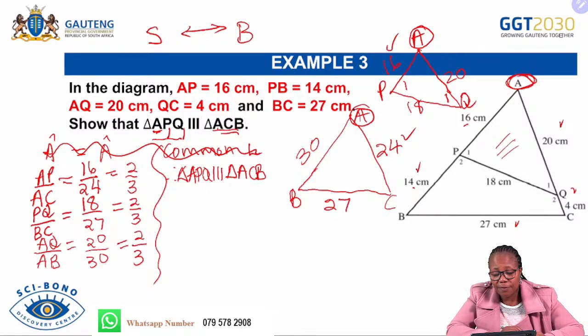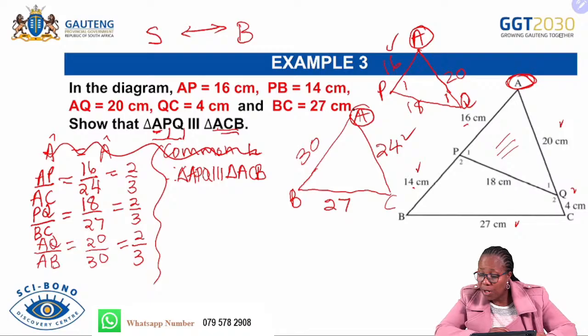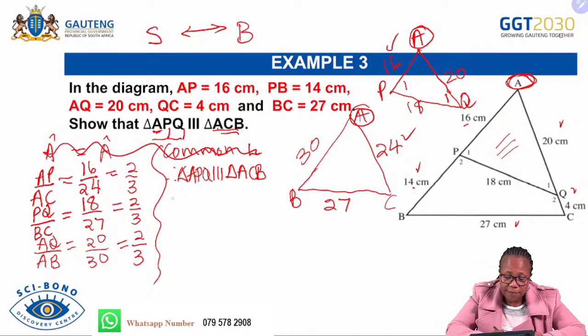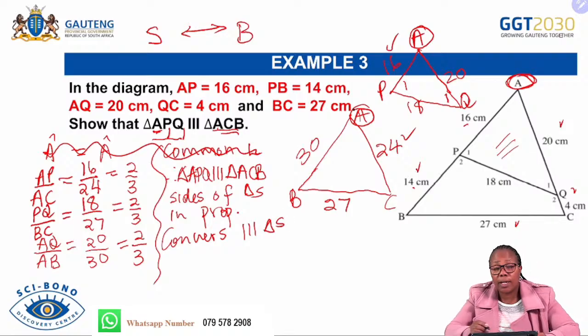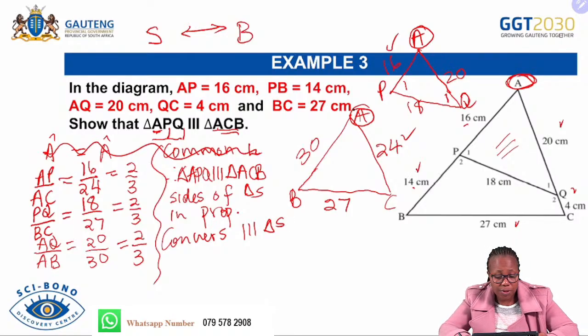What is the reason for similarity? What is the reason for similarity, grade 12? We are not talking equiangular anymore because we have checked the sides. Therefore, the sides of the triangles are in proportion. Or you can give what? Converse similar triangles. Okay, those are the two acceptable reasons for that.